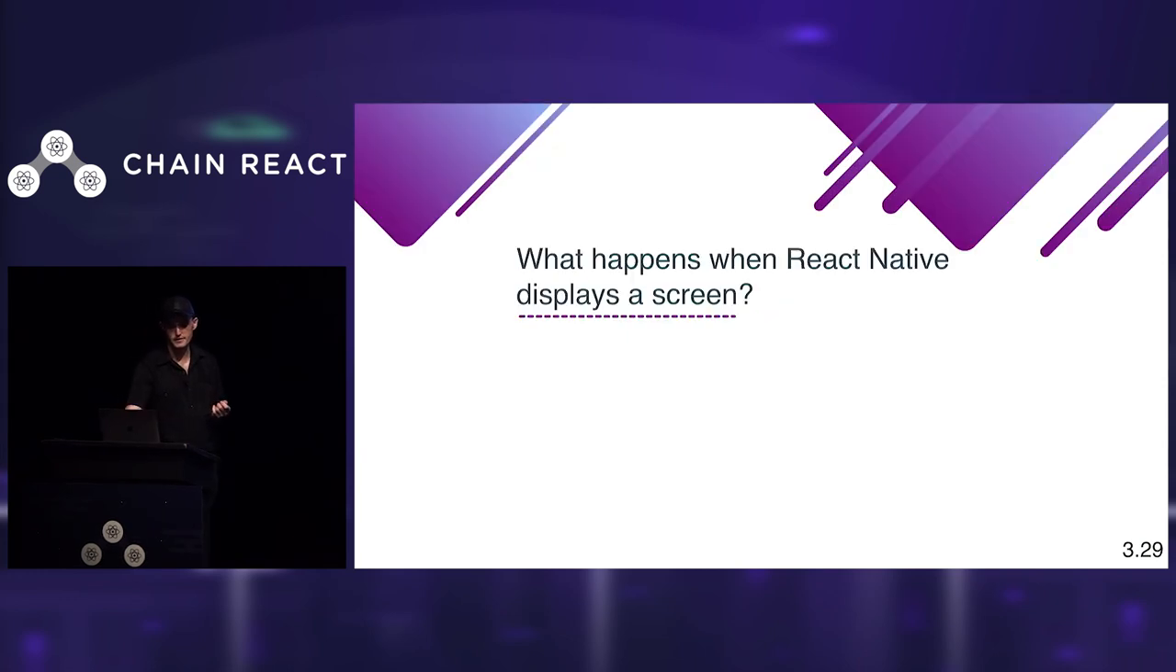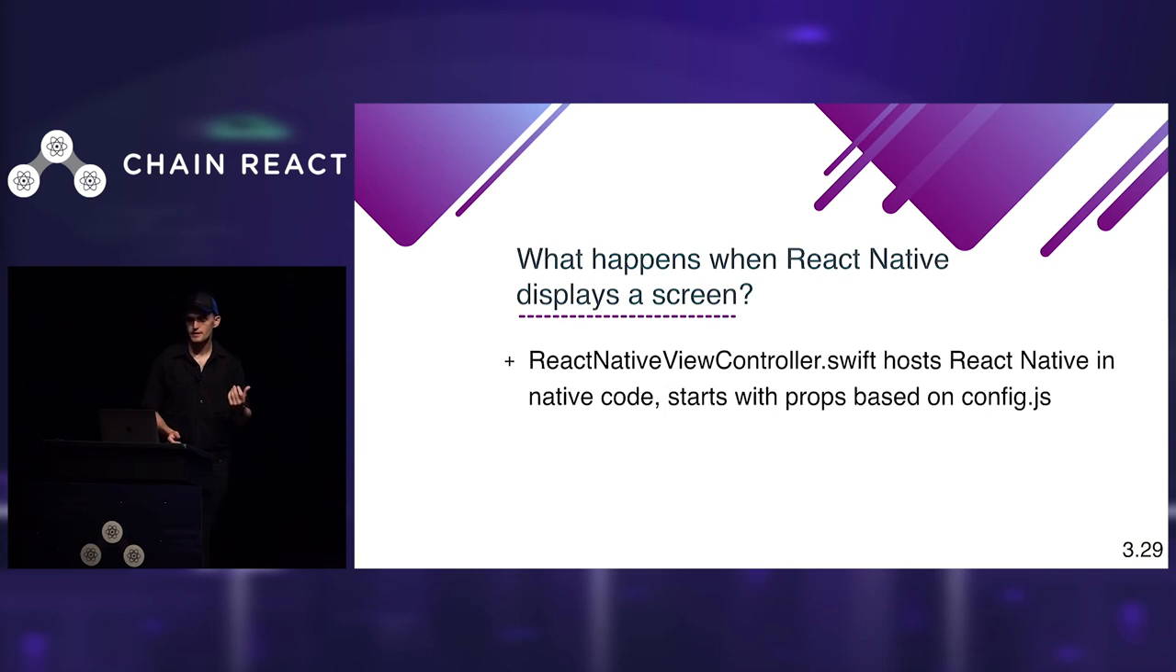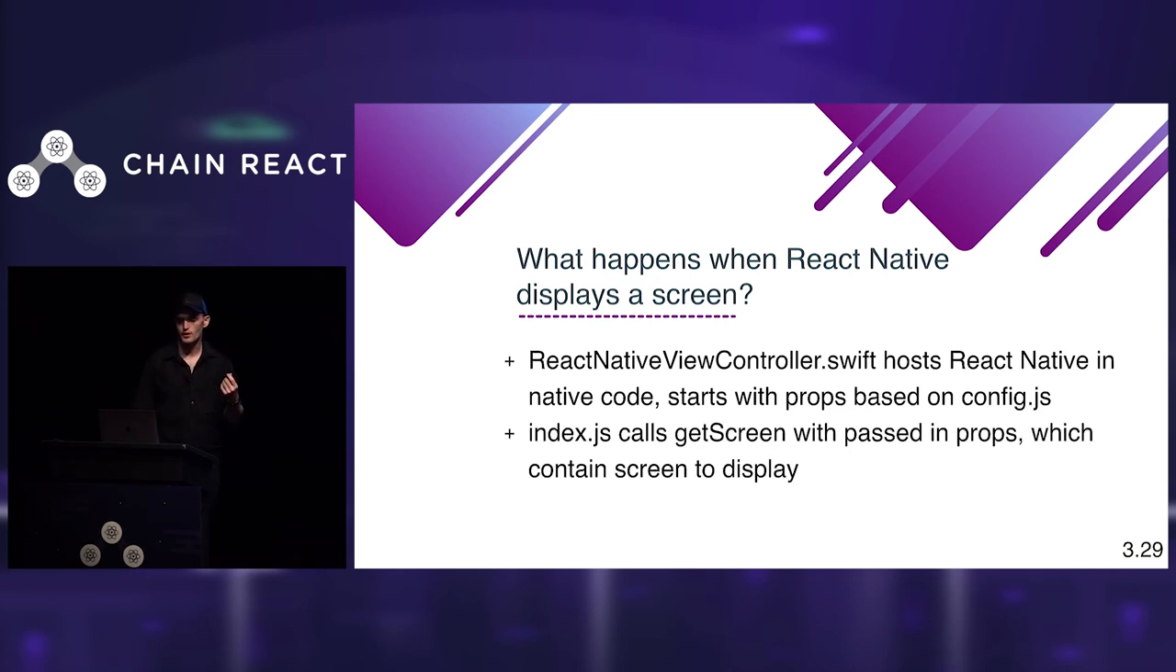So what happens when React Native displays a screen? As I was saying, every screen in iOS has at least one view controller in it. And ReactNativeViewController.swift is the thing that hosts React Native. When that gets instantiated, it passes down some props, which are based on the config.js file that I just showed you. Index.js gets called when the screen is shown, and it figures out, based on these props, which screen to actually display. In the props, there's going to be a screen key that you will set. So you can use the same ReactNativeViewController.swift to power multiple React Native screens. If it doesn't find the screen, I also include a screen not found dialog, but that should, of course, never ever happen.